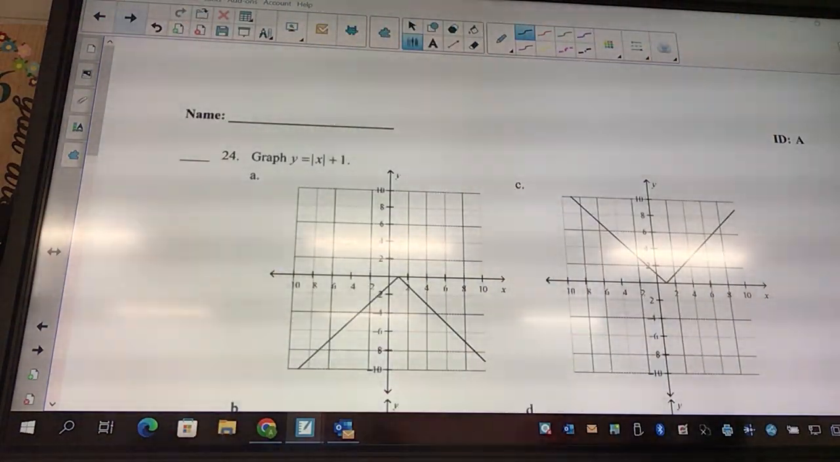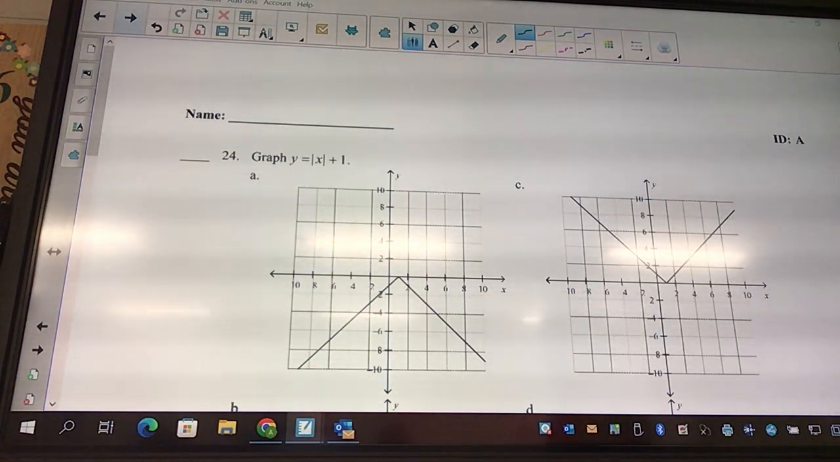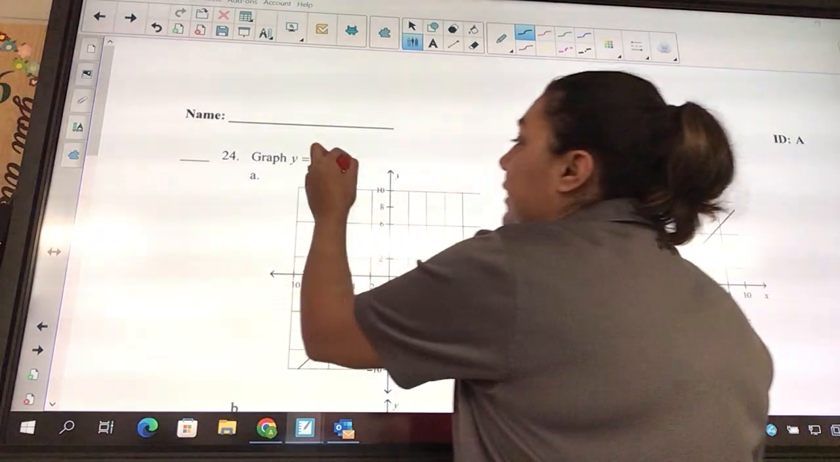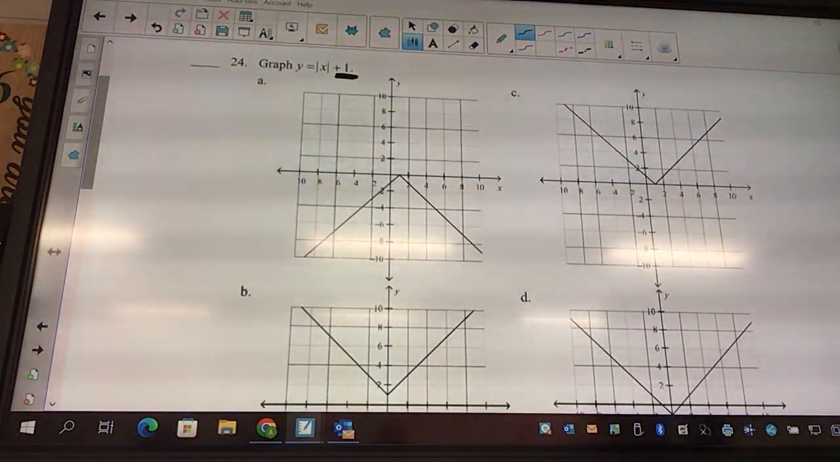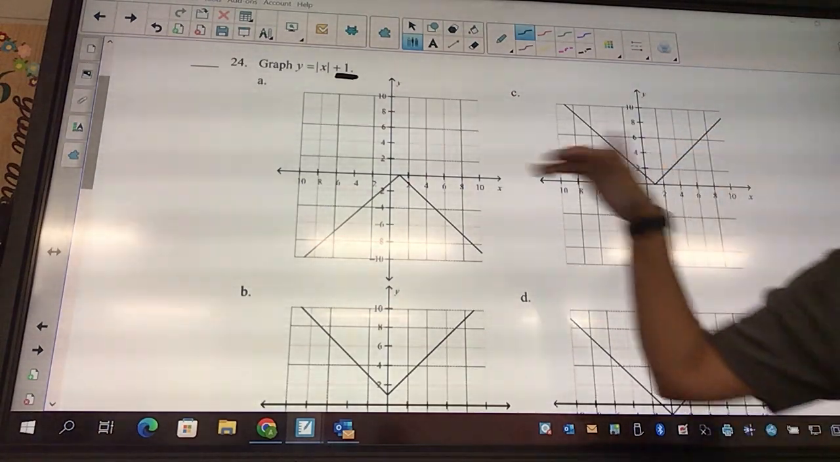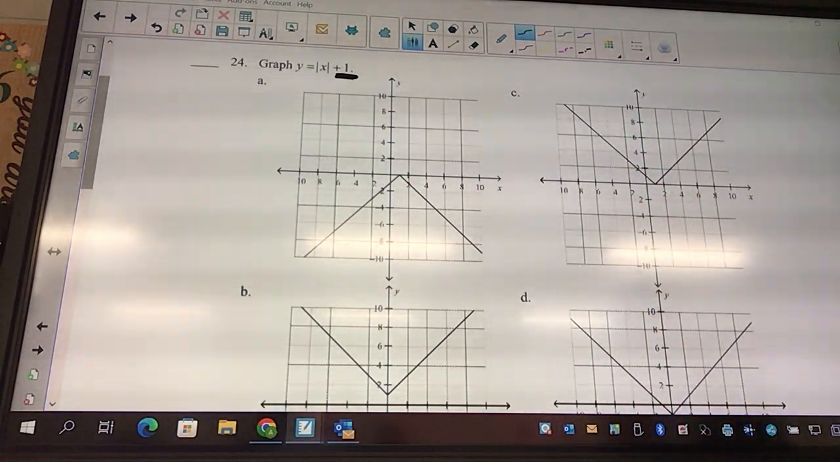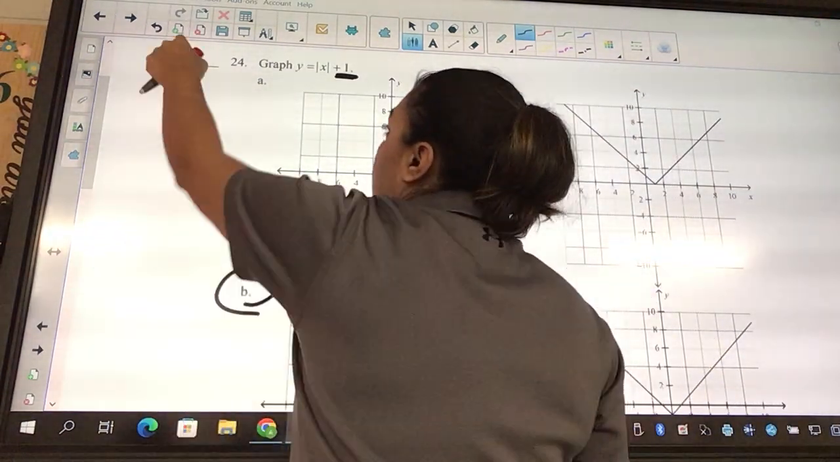Okay, let's see what you guys remember. First of all, should this be a V or a U? A V, because it has the bars. Okay, what does a number on the outside do? A plus on the outside does what? Goes up. Okay, so on the outside does the up and down, the inside does the left and right. So this is a plus 1 on the outside. So which graph went up 1? B. Okay, it went up 1 from 0.